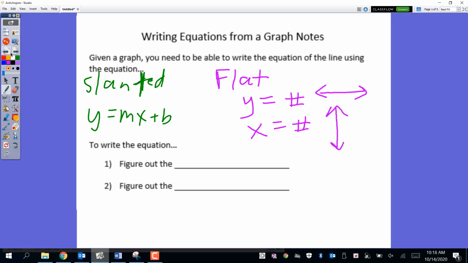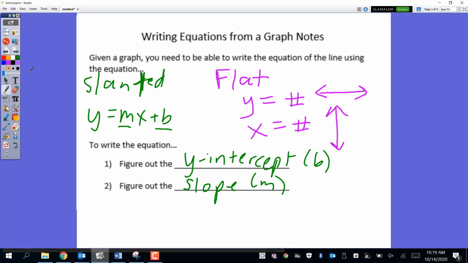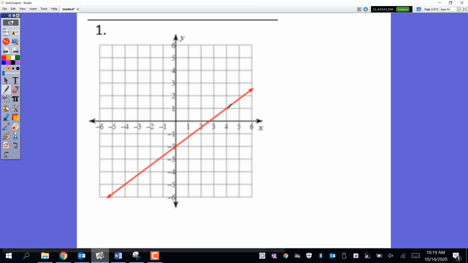If it's slanted, then we need to know what our m and our b are. So the first thing we're going to figure out is the b, the y-intercept, which is b. And then after we do the y-intercept, we're going to figure out the slope, which we know is m. Okay, so let's actually look at an equation. So here's my line. It's slanted. So I know, since it's slanted, we're trying to do y equals mx plus b.